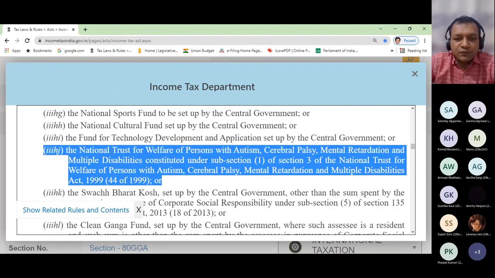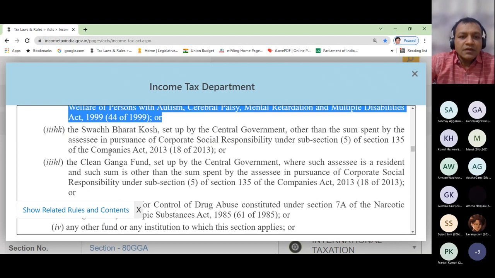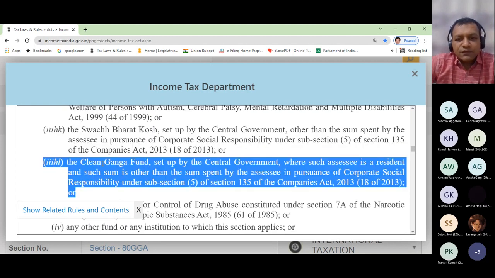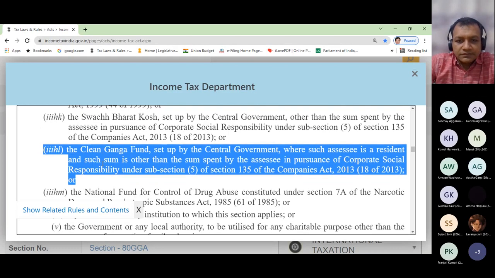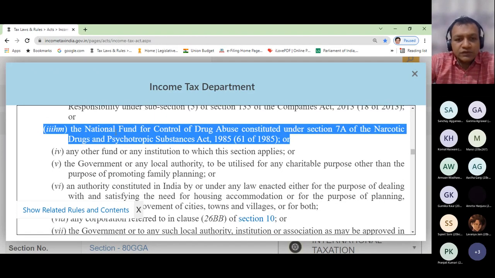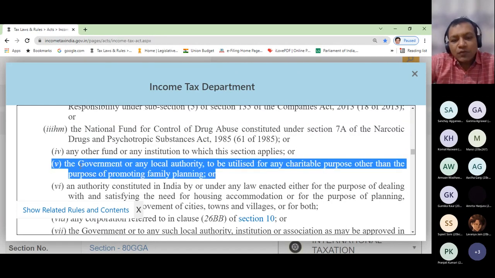National Trust for Welfare of Persons with Autism, Cerebral Palsy, Mental Retardation, and Multiple Disabilities. Swachh Bharat Coach, Clean Ganga Fund, National Fund for Control of Drug Abuse, donation to the government or any local authority to be utilized for any charitable purpose other than the purpose of promoting family planning.